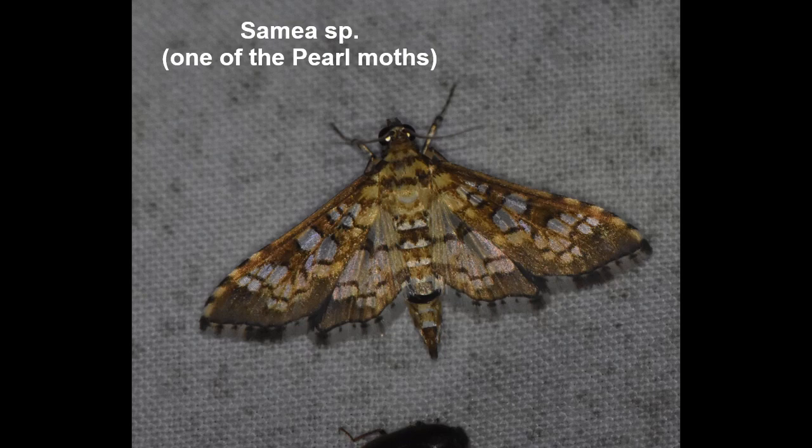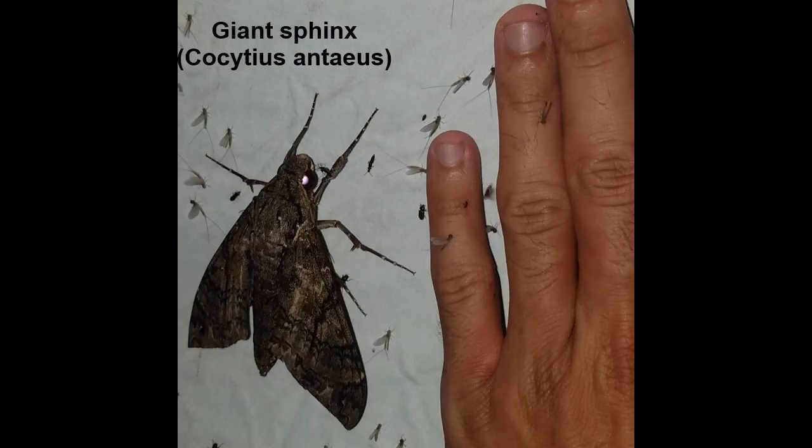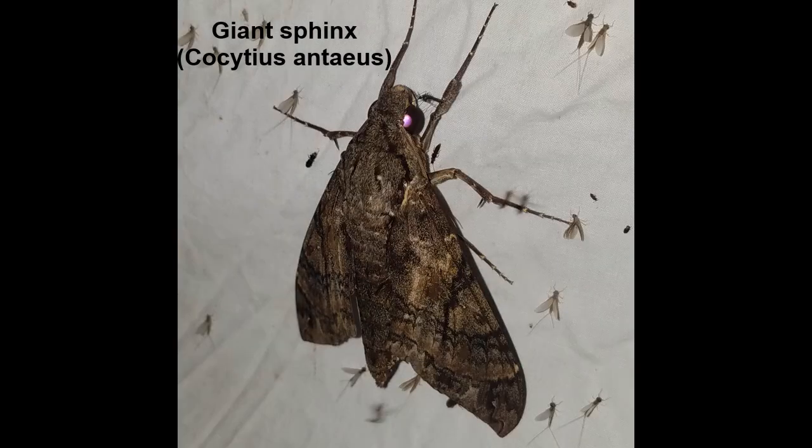I think it's in the genus Samea. It's one of those pearl moths. This one's really cool, Hemeroblema opigena. And then I also had a giant sphinx come, and these things are huge. I mean, they look like birds when they're flying around the sheet. So I was really happy to see one.